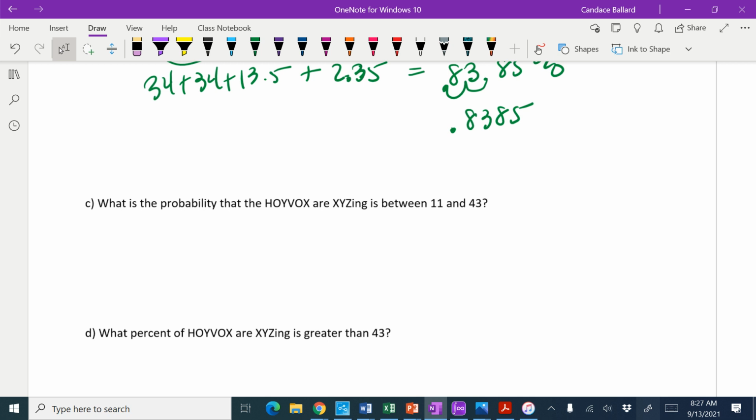So what is the probability that the Hooivax or XYZ is between 11 and 43? So what are the key things in this question? Probability, what else? Does it matter what my other words are? No, I'm not even going to worry about the other words. And I'm going to make up some kind of scenario that you've never seen before. Okay? You focus in on that word probability and you focus in on that word 11 and the 43. Okay? All right.